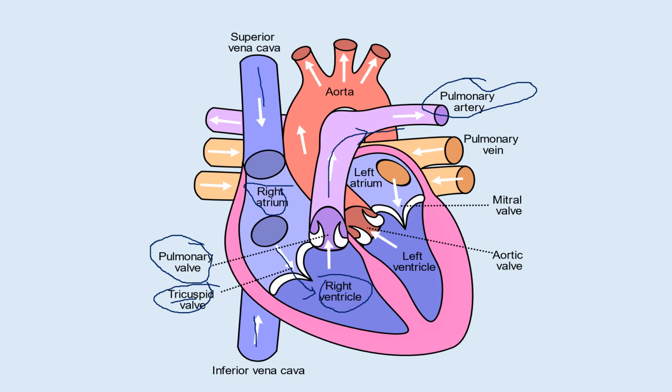Now coming to the left atrium, it receives pure blood from the pulmonary veins. The pulmonary veins bring pure blood to the left atrium from the lungs. The lungs purify the blood and bring it to the left atrium.